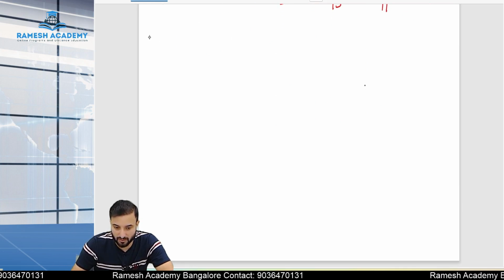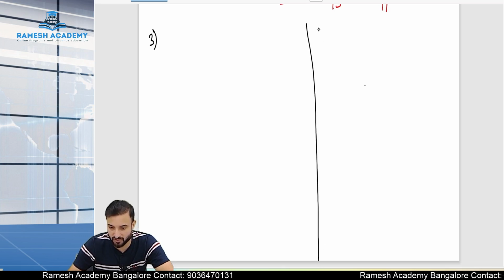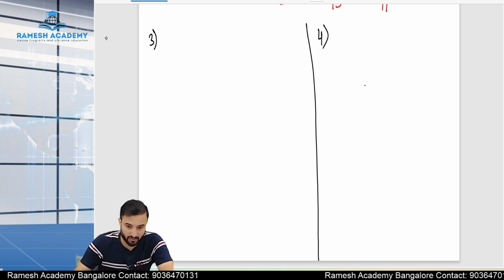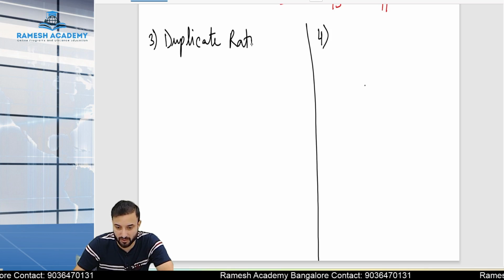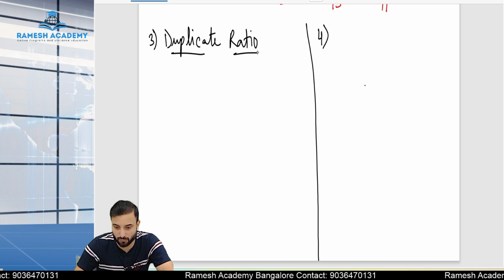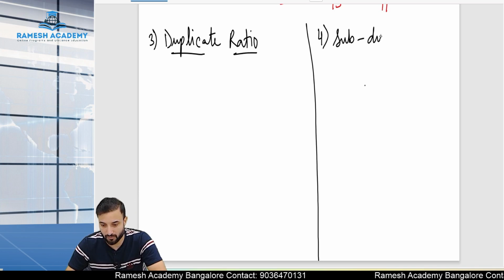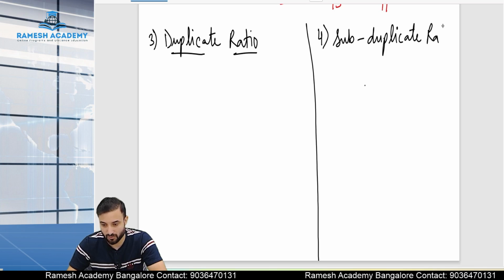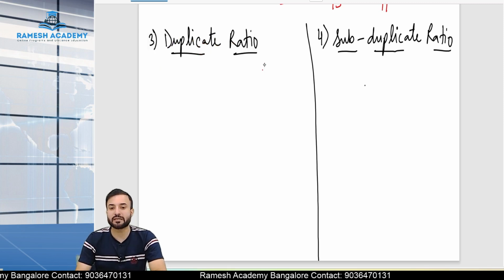Okay. See, the third number and fourth number are very much related to each other. Third number is duplicate ratio. Fourth number is subduplicate ratio. Okay. So duplicate ratio means what?